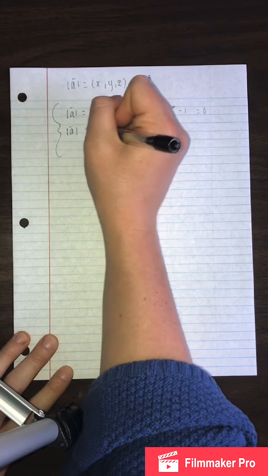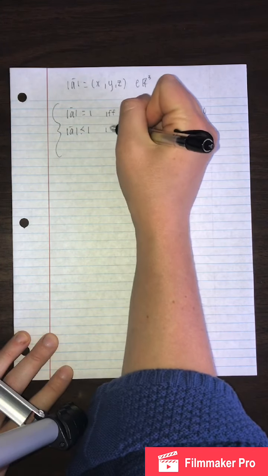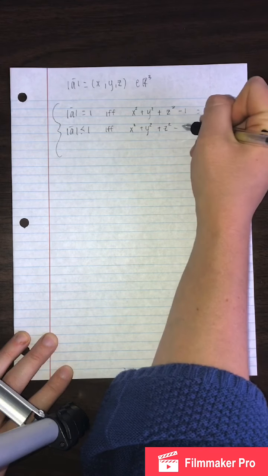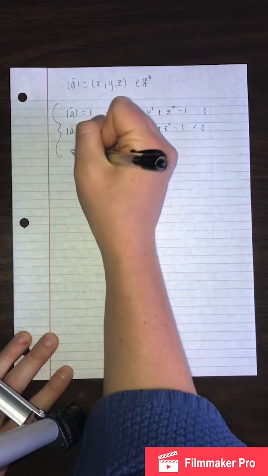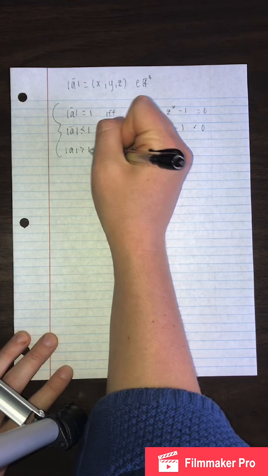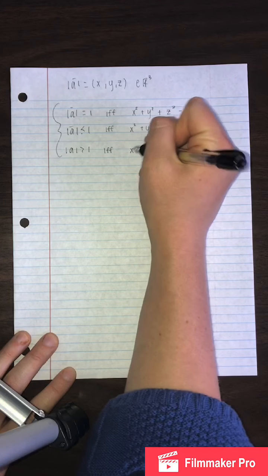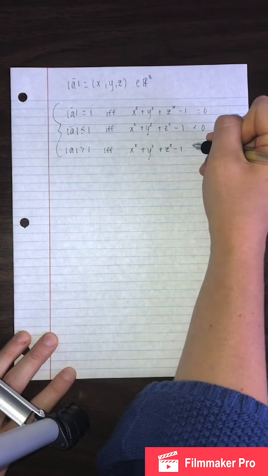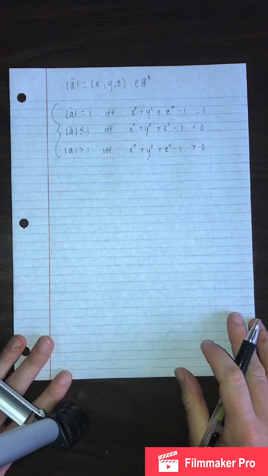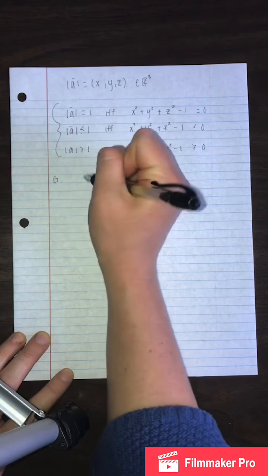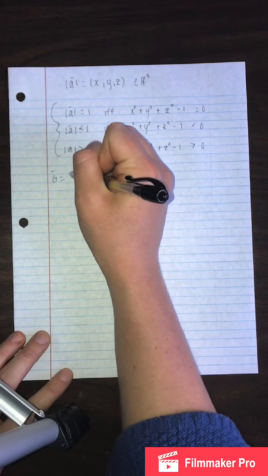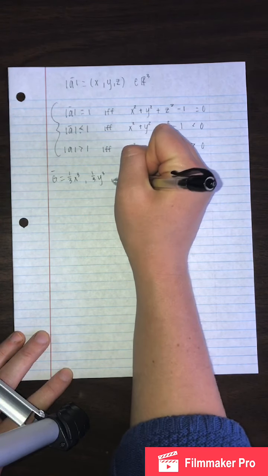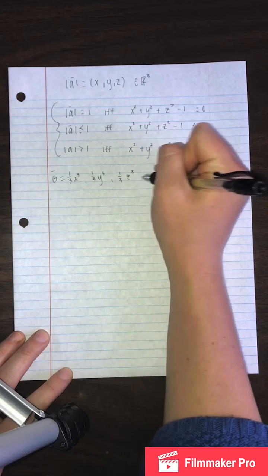Then the magnitude of A is less than 1 if and only if x squared plus y squared plus z squared minus 1 is less than 0. And the magnitude of A is greater than 1 if and only if x squared plus y squared plus z squared minus 1 is greater than 0. Next we can define our vector field G to be the vector field 1/3 x cubed, 1/3 y cubed, and 1/3 z cubed minus z.